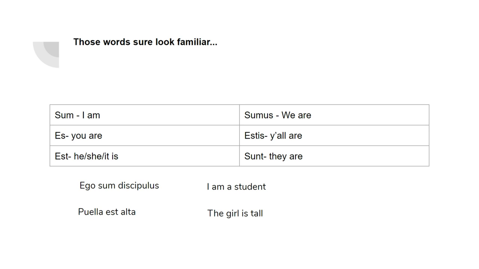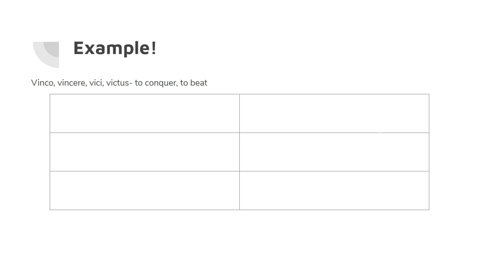So these are forms you've seen before. They're going to be the second word of this two-word form. But if you already have that chart in your head or in your notes, yes, it is the exact same chart. All right, let's look at an example. This word, vinco, vincere, vici, victus. It means to conquer or to beat. It's a word we've done a lot with recently.